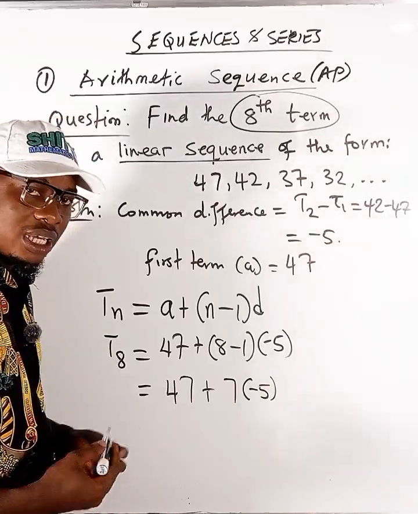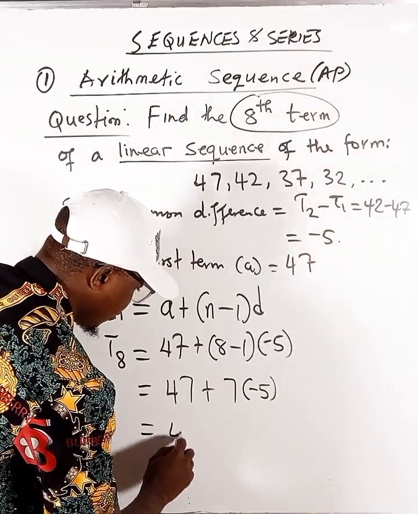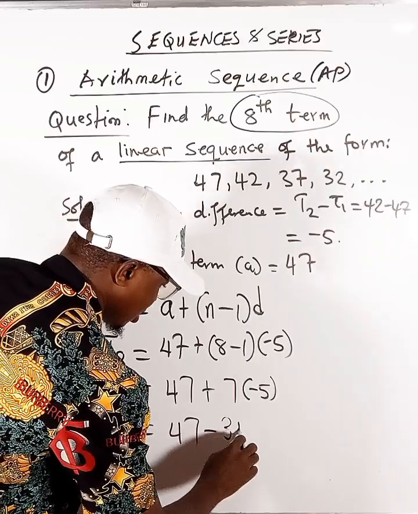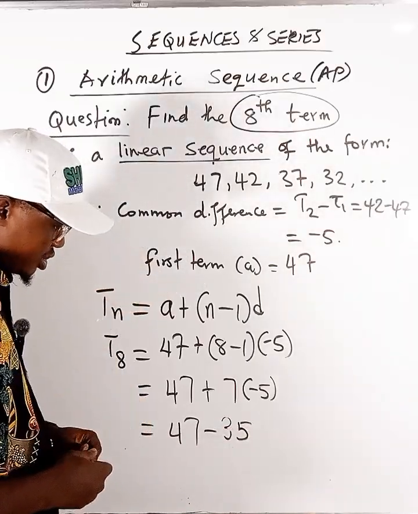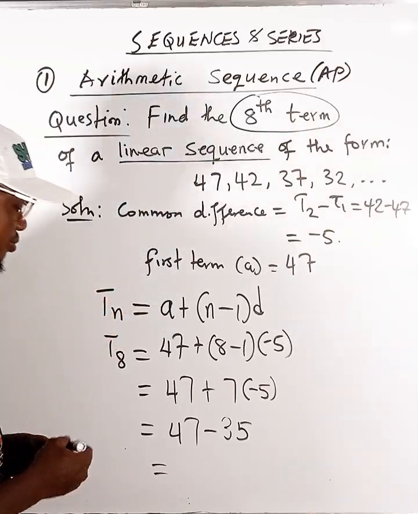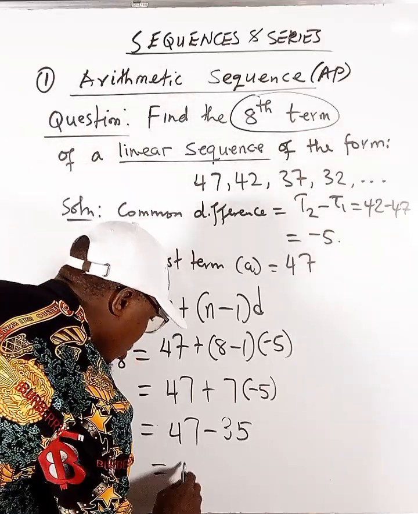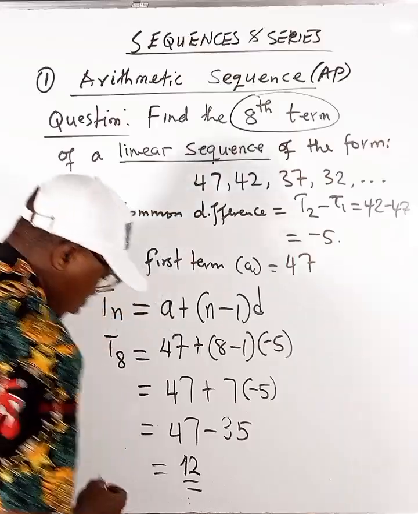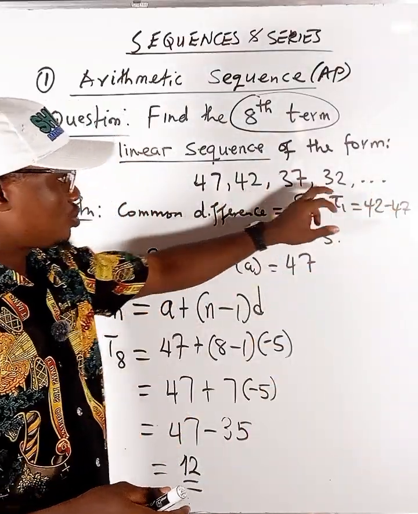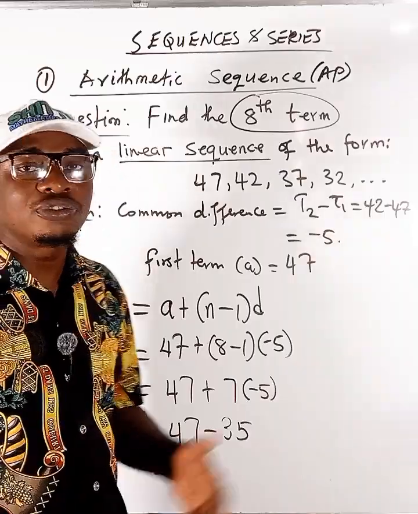From there, the next thing we're going to have is 47 plus 7 times minus 5, which is minus 35. So now 47 take away 35, what are we going to have? That will be 12. That is telling us that when you get to the 8th position, what you are going to see here is 12. And that's it.